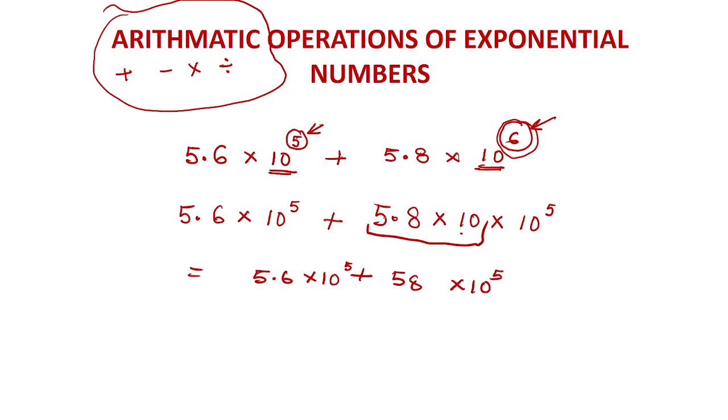This 10 is multiplied by this 5.8, it becomes 58. Now in these two cases you can see that 10 to the power 5 is common. So take 10 to the power 5 common, you will be left with 5.6 plus 58. So now you have to add this and you have to write in your copy, that is your duty.